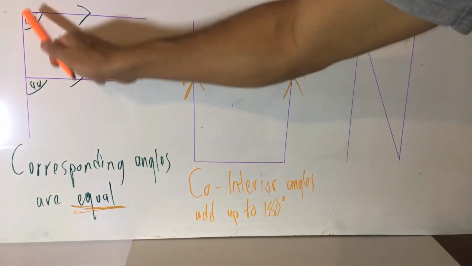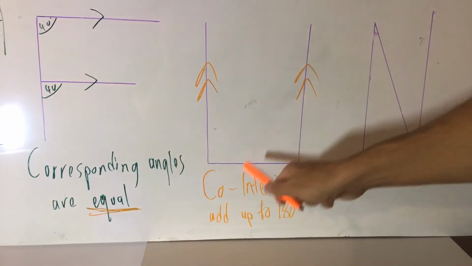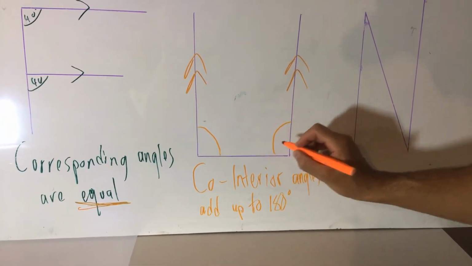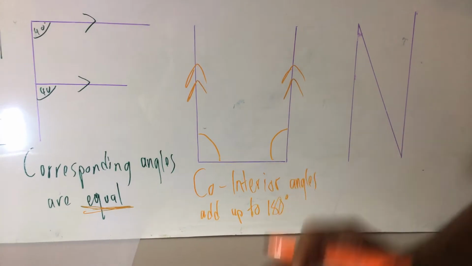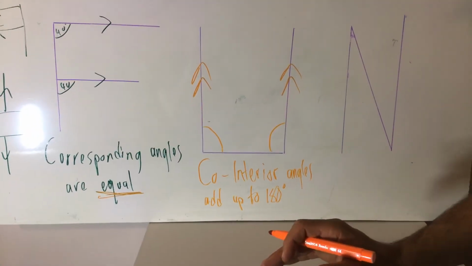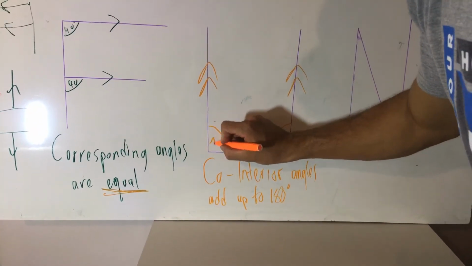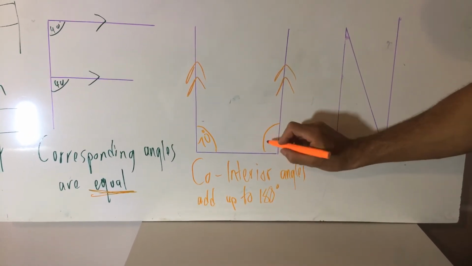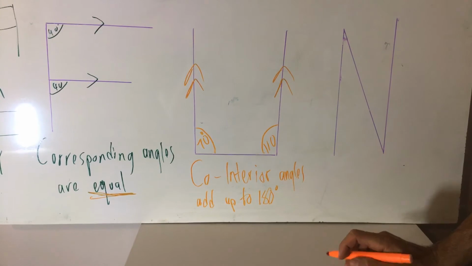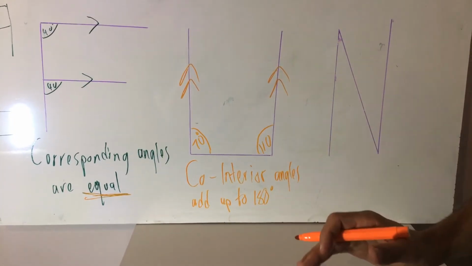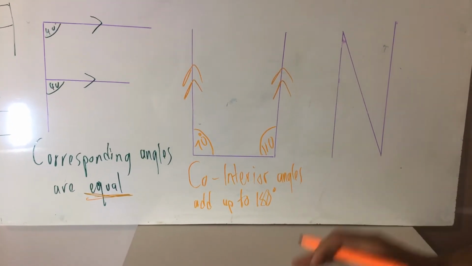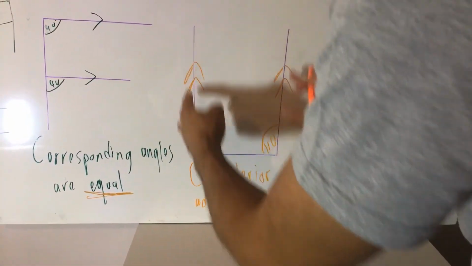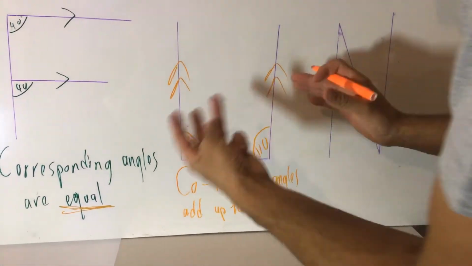So corresponding were equal. Co-interior, this inside angle and this inside angle must add up to 180 degrees. So if this was 70 degrees, how much must this one be? 110, because it must add up to 180 degrees. Co-interior angles are 2 angles that are between, it makes a U or a C or an N.